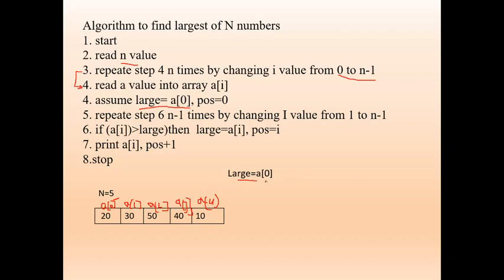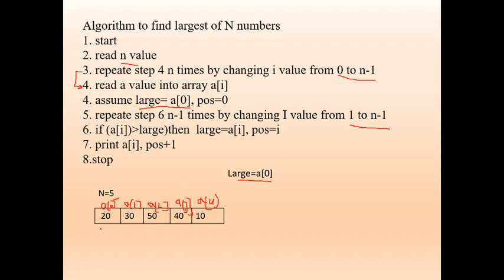Now I am assuming the first member as the large member. First member is A of 0. After considering that, I am comparing the A of I with large. Is A of I greater than large? Here my index starts from 1 to n minus 1. This is the key point. After reading the numbers, I am comparing the numbers, and I value ranges from 1 to n minus 1, not 0 to n minus 1.